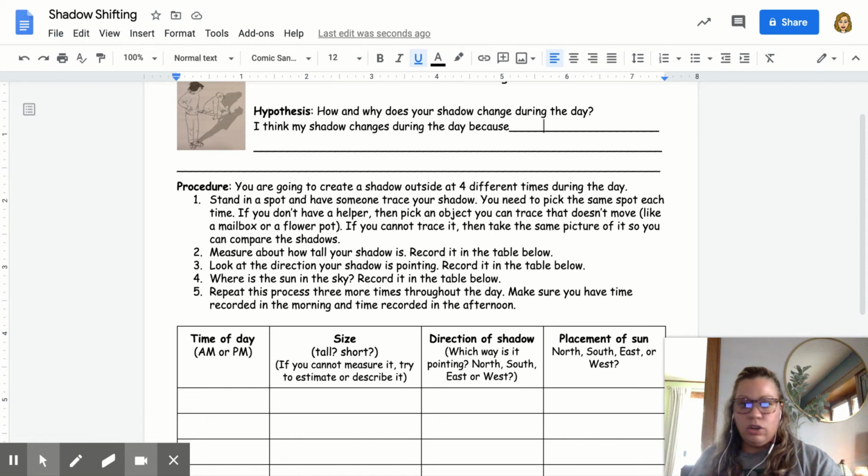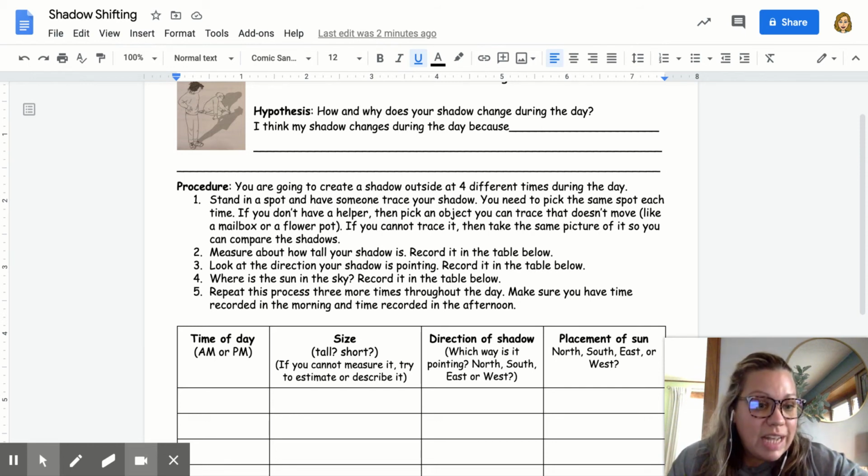Put an object, or maybe you don't even have to move it. If it's a mailbox, you're not moving a mailbox. Find an object that is opaque, so it's going to create a shadow. And then I just want you to observe that shadow throughout the day at 4 different times. You may take a picture using your Chromebook. I know some of you have iPods, iPads, phones, iPhones. You could use that to take a picture so you can compare your shadow throughout the day. If you have someone to help you, if you look up here, they're kind of doing it with sidewalk chalk. You can stand and then the person can trace your shadow if you have someone to help you.